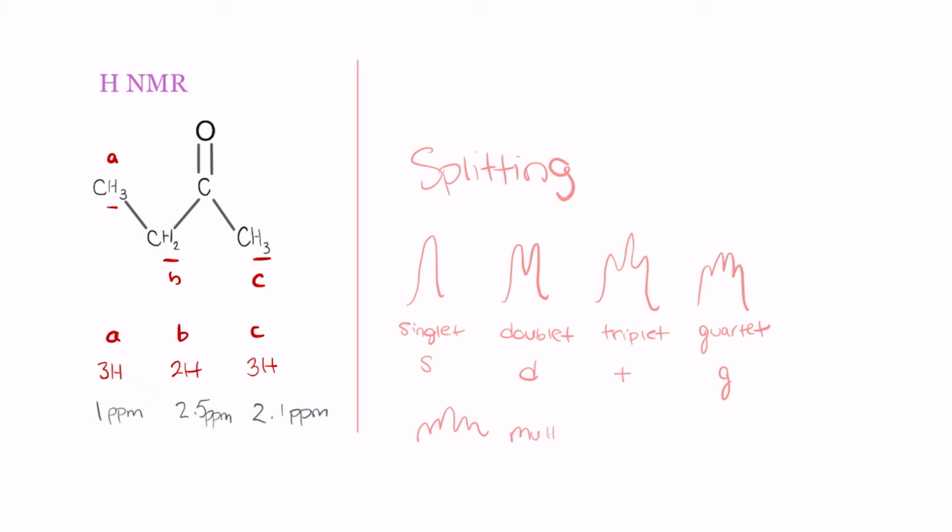Now, each of our signals is going to split differently, and to determine that, we use something called the N+1 rule. So let's go ahead and figure out what that means.